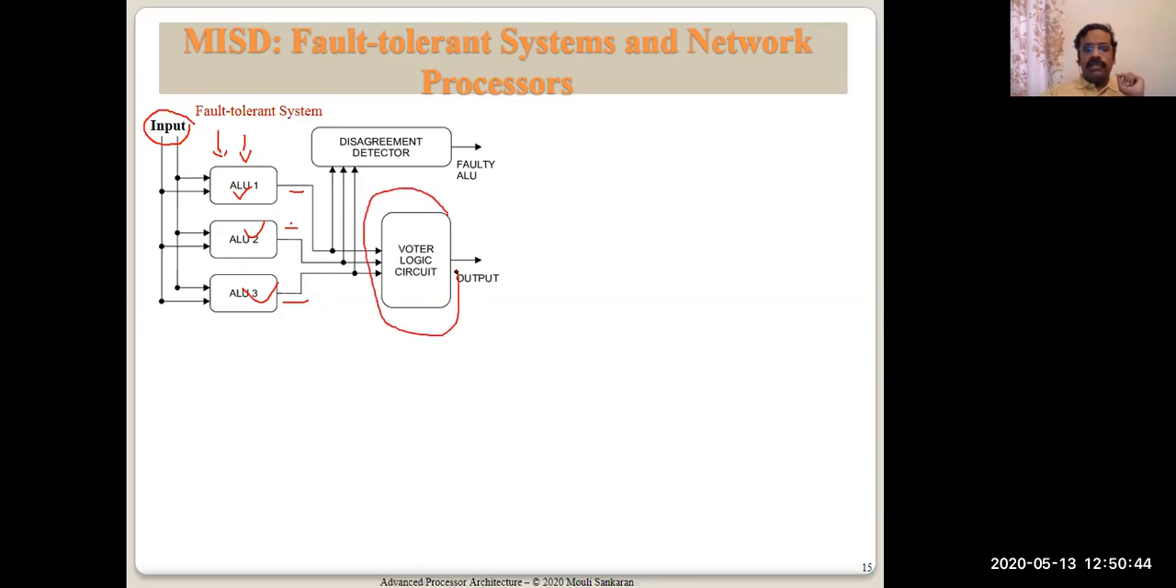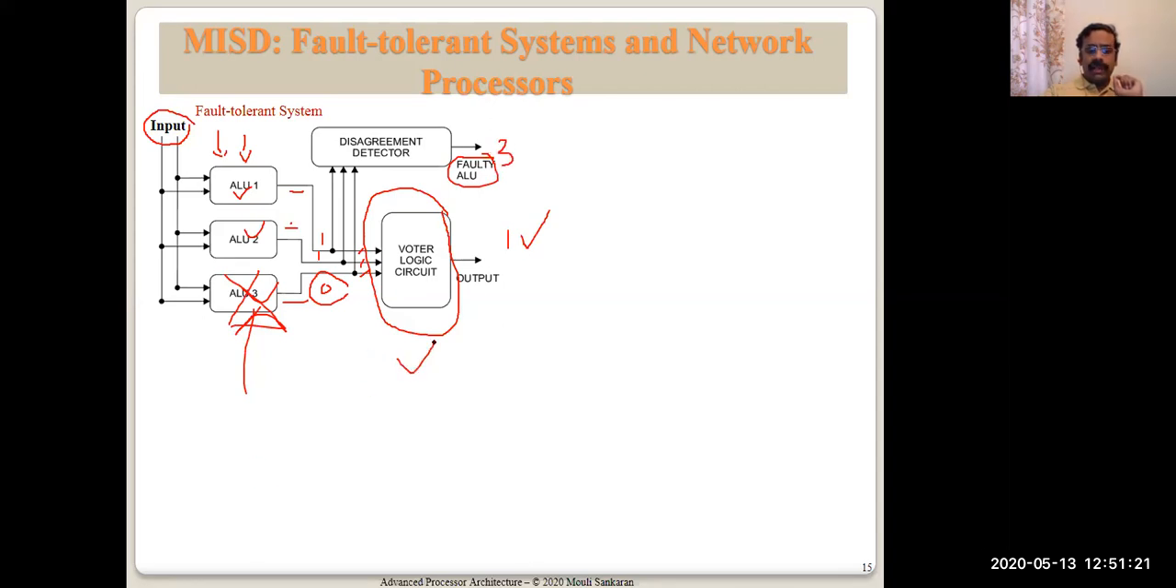Now there is a voter logic. What does the voter logic do? It chooses the majority output, the outputs which match with each other. Suppose the output is a single binary output. If the systems are giving 1 1 0, the output will be 1. Majority is 1, so it will be chosen. Now what does the 0 mean? That means this ALU is not doing the job properly. There is some failure that happened inside. So the faulty ALU will be ALU 3 in this case.